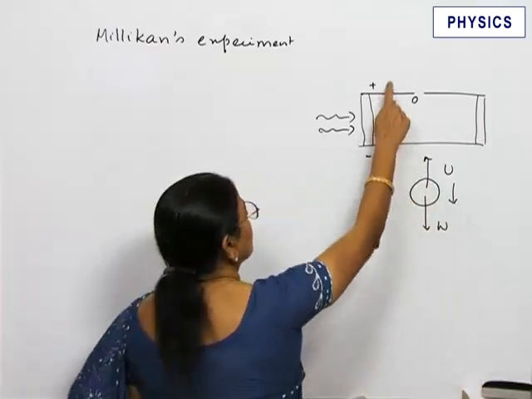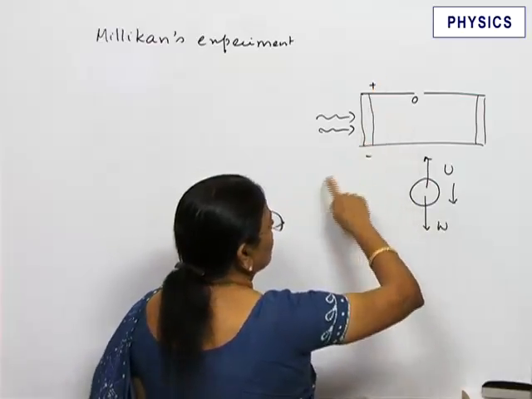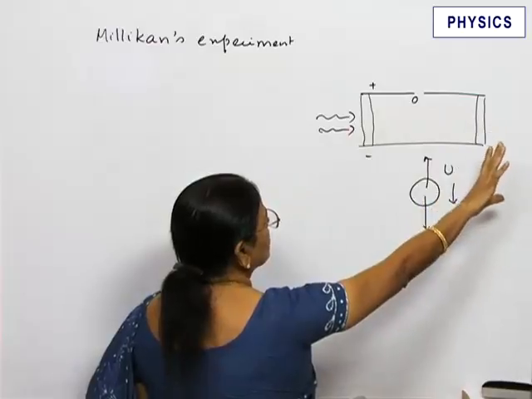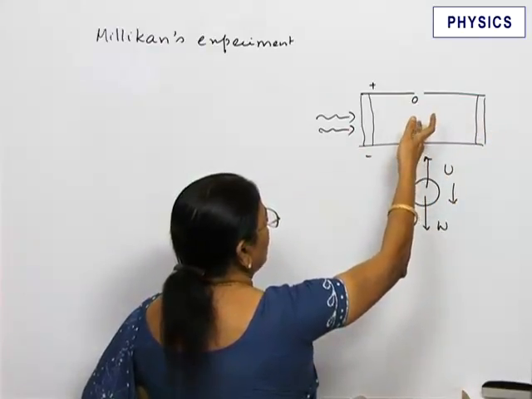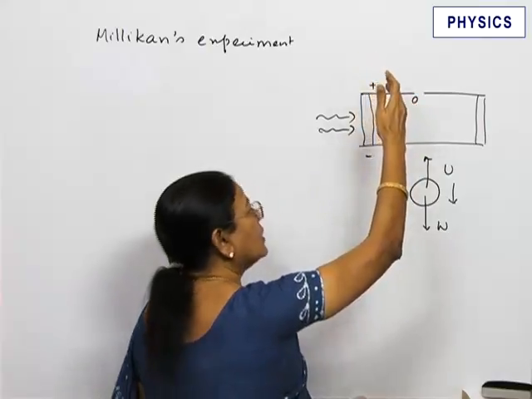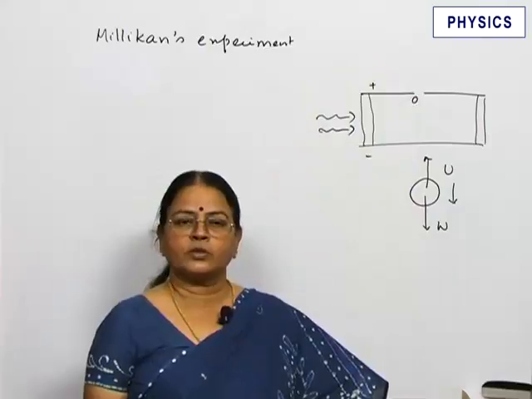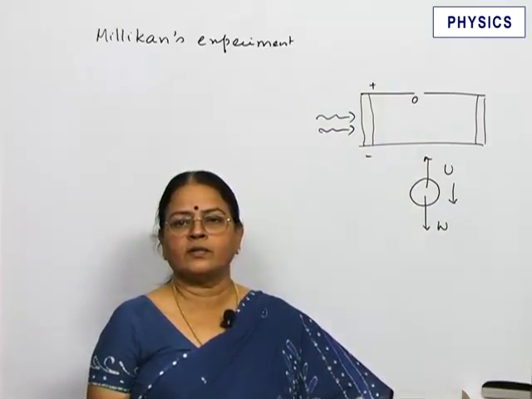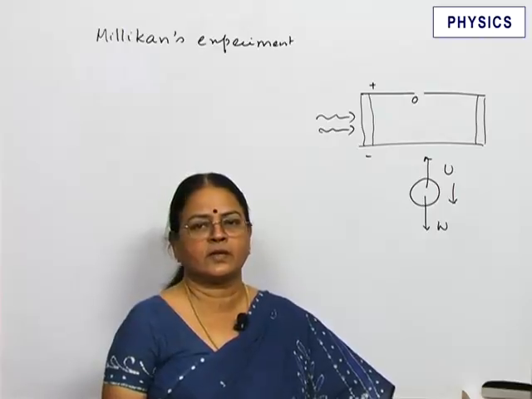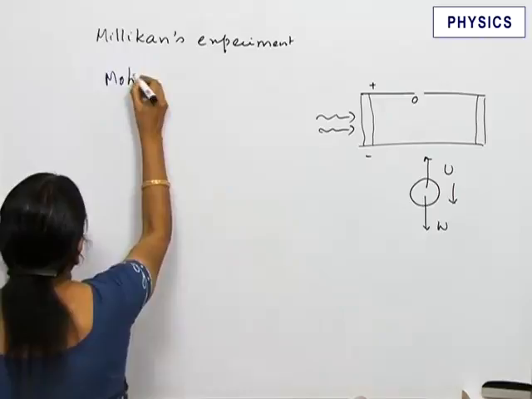Now we switch on the electric field. That means the upper plate is made positive and the lower plate negative by giving a potential difference. So now the negatively charged oil drop experiences an upward force, and it will start moving upward. So that is motion under electric field. In both cases, the terminal velocity is calculated.